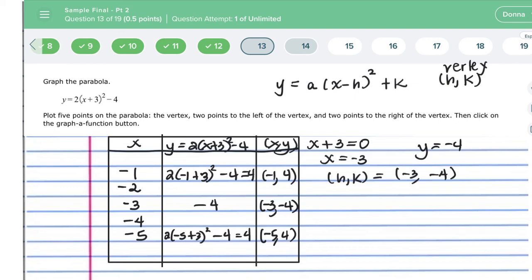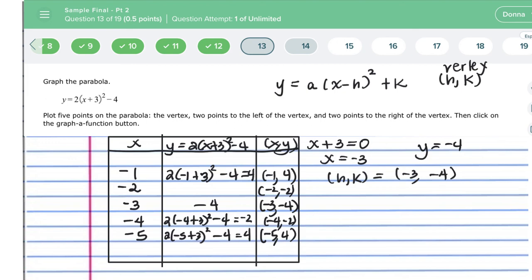And then when we plug in negative 4, it's going to have 2 times negative 4 plus 3 quantity squared minus 4. So then we have negative 4 plus 3, which is negative 1. Square it, becomes positive 1. And then we have 2 minus 4, which is negative 2. So this one's going to give us (negative 4, negative 2), and that's going to also be (negative 2, negative 2), because they're both going to yield the same y value of negative 2 when they're 1 away from negative 3. All right, so now that we have our 5 points, we can go ahead and plot our graph.